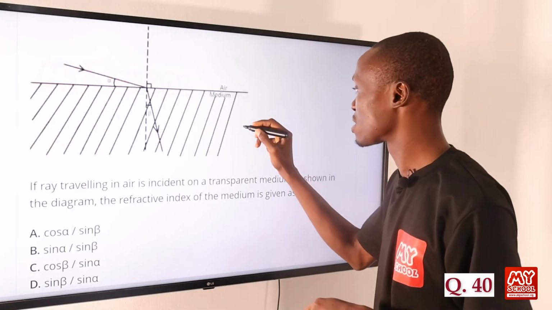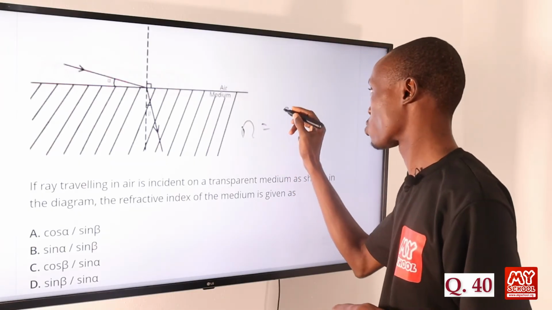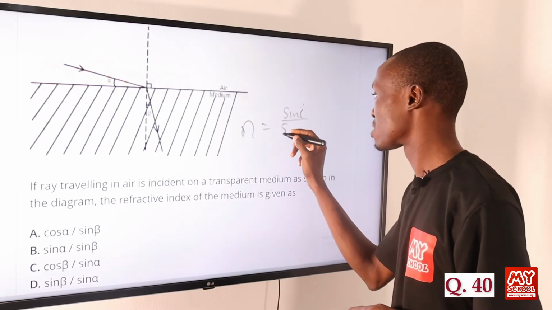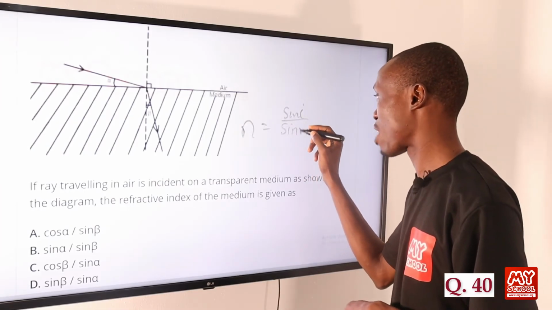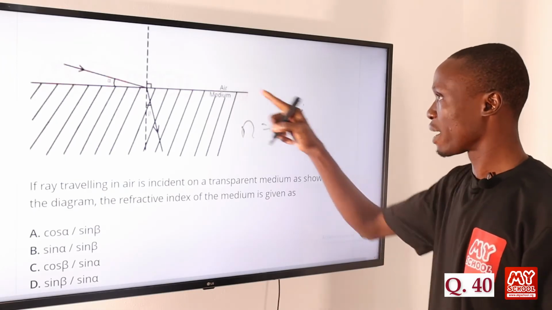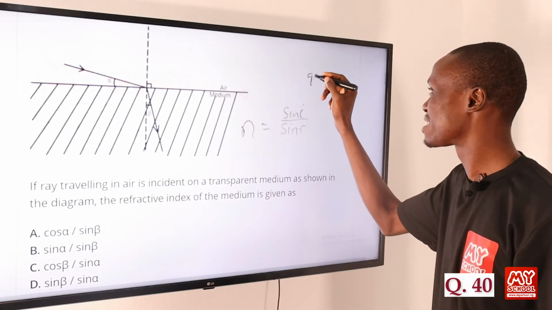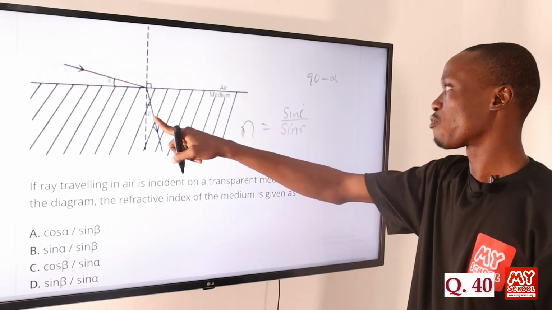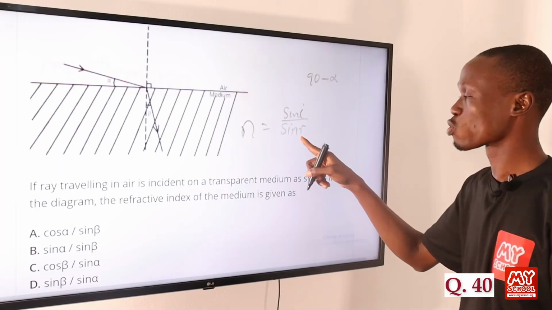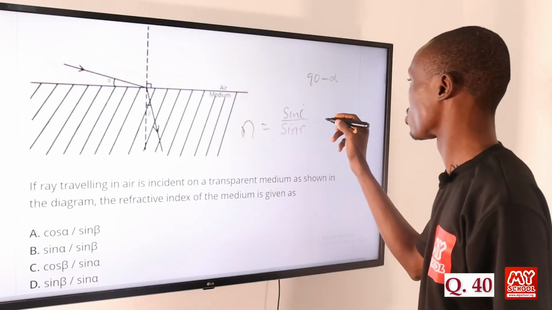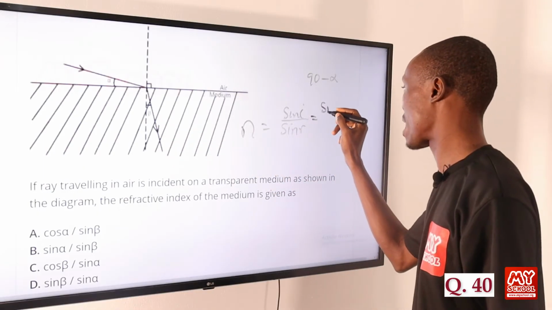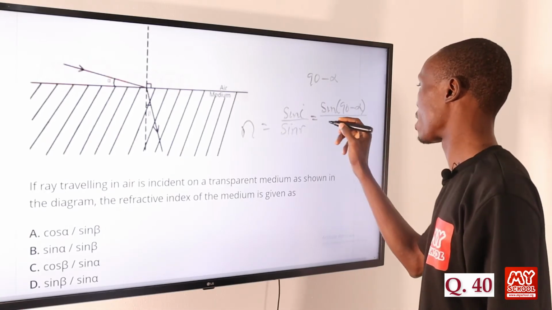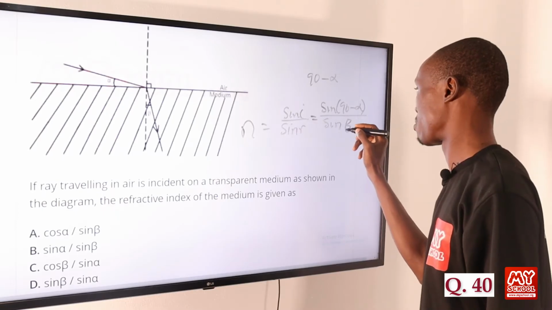Remember that n, the refractive index, is equal to sine i, which is sine of the angle of incidence, all over sine of the angle of refraction. But remember that our i, according to this question, is equal to 90 minus alpha, and for our refracted ray it is equal to beta. So let's substitute those values. Here we'll be having sine 90 minus alpha all over sine beta, right?